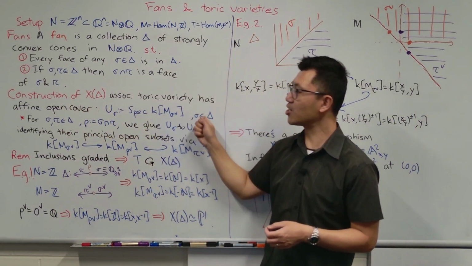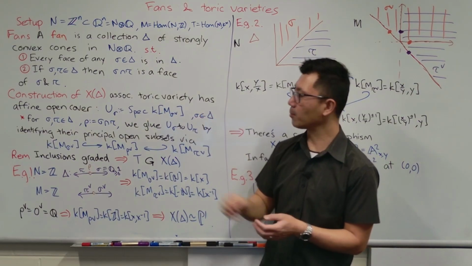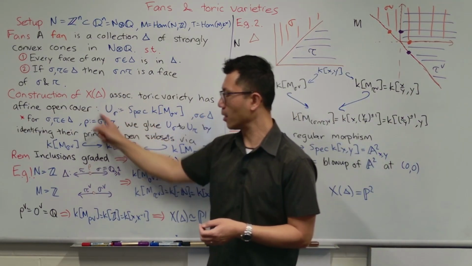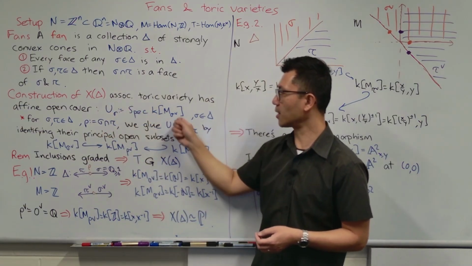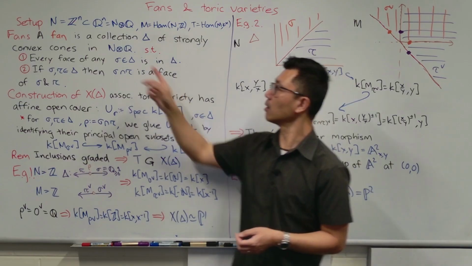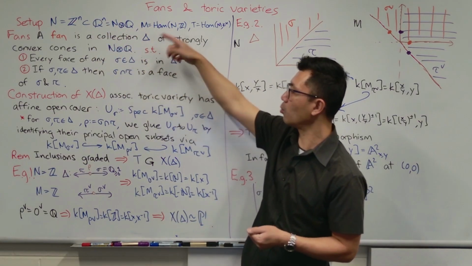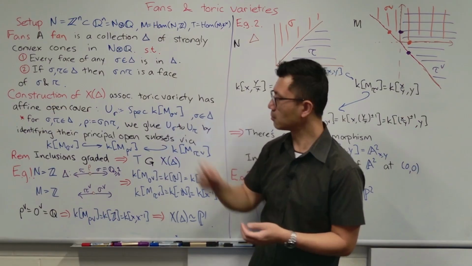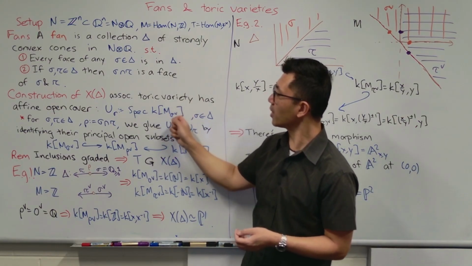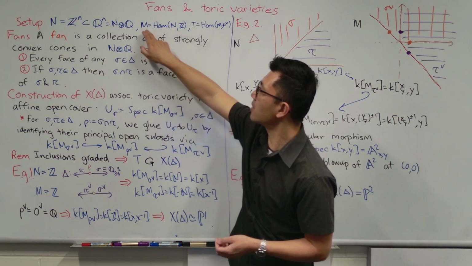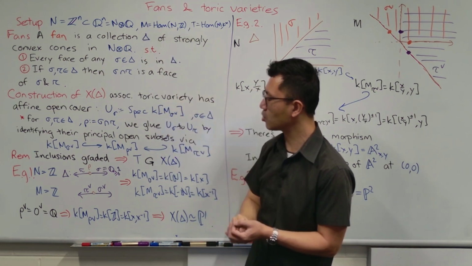Firstly, for each cone sigma inside your fan delta, I'm going to give you an affine open subset. So what I do is I take that sigma, and remember the sigma is inside here. We're going to look inside the dual, and we'll get the sigma check. That's inside this rational vector space. Then we intersect it with these lattice points, so that's the M inside the dual space. So that's M sigma check. That's essentially just the intersection.